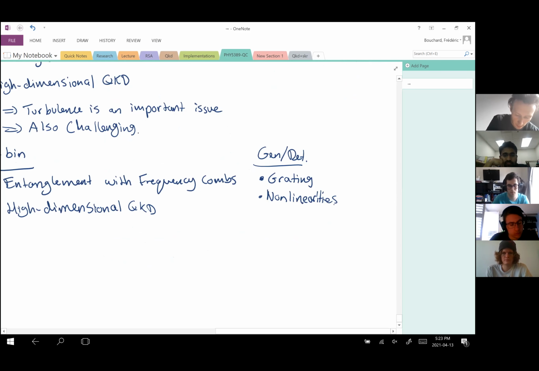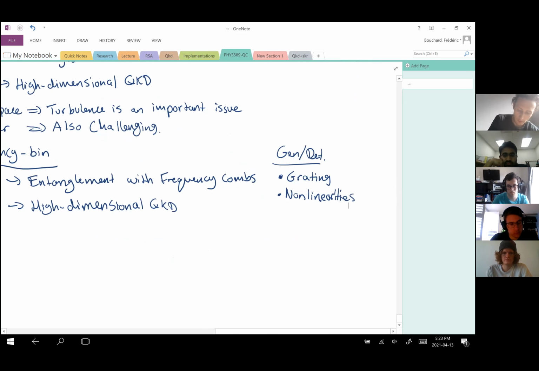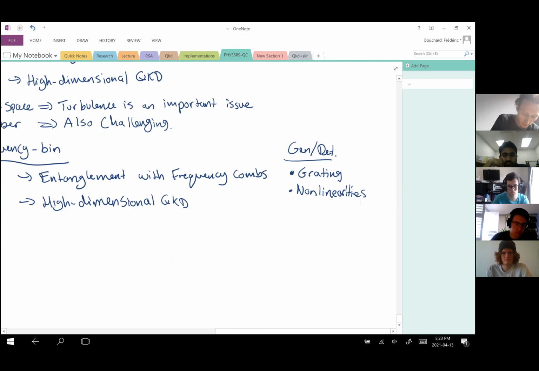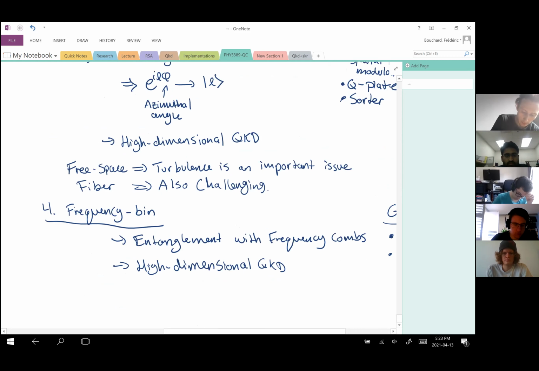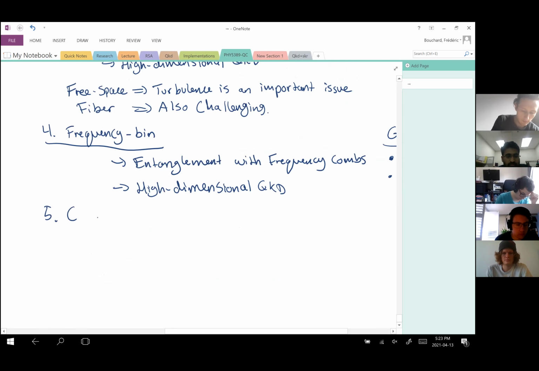So frequency is a bit more challenging compared to other degrees of freedom. So you don't see QKD done in frequency so often. The last one is continuous variable QKD. Continuous, just getting more popular.